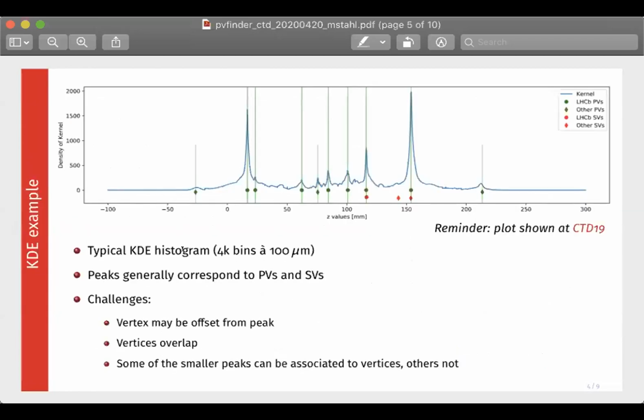So an example of such an output histogram of this kernel density estimator is shown here, where you generally can say that very sharp peaks in this histogram correspond to primary or secondary vertices. And the challenge is then to really pin down which are real primary vertices and which might be fake. So the vertices might be offset from the peak, they might overlap, or there could be some smaller peaks, which are actually vertices and others are not.